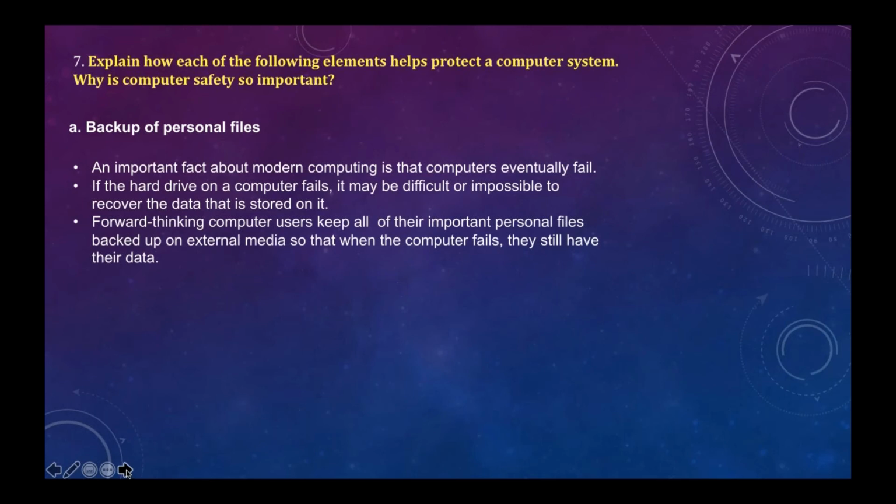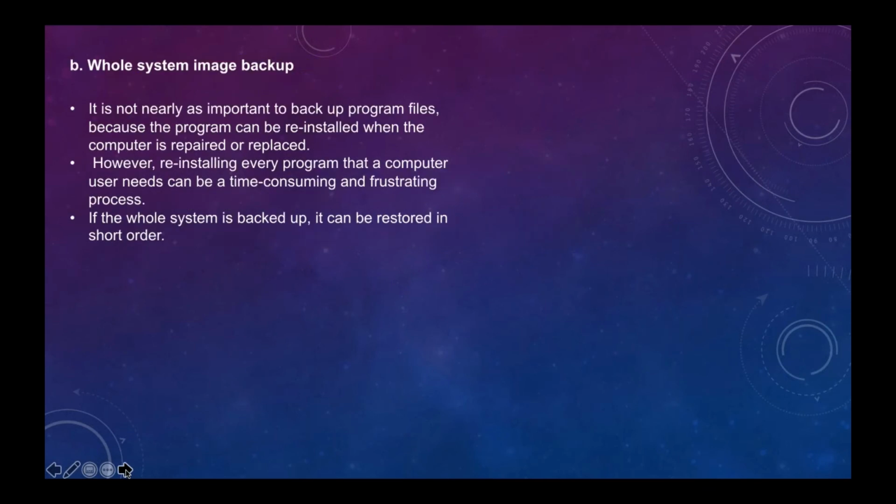Most people can back up on the cloud or on an external drive. So if the computer happens to crash, you will still be able to retrieve your data. And then whole system image backup, right? It is not nearly as important as backing up personal files, because the programs can be reinstalled when the computer is repaired or replaced. However, reinstalling every program that a computer user needs can also be time consuming and frustrating. If the system is backed up, it can be restored in short order. So even your program files, you can back them up so that should anything happen to your computer, you can restore your programs and be able to access them.